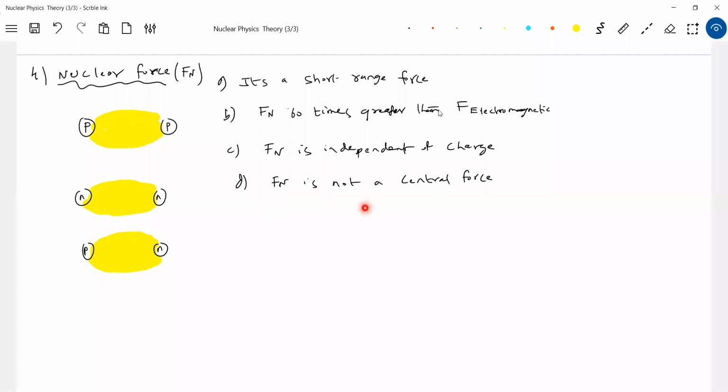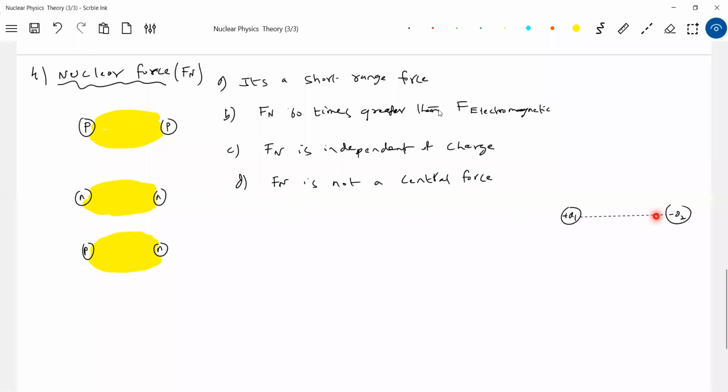What do you mean by central? For example, the Coulomb force is a central force. Suppose there is a plus Q1 and a minus Q2. The force of interaction depends upon the distance, no? It depends on distance, whereas the nuclear force is not a central force.